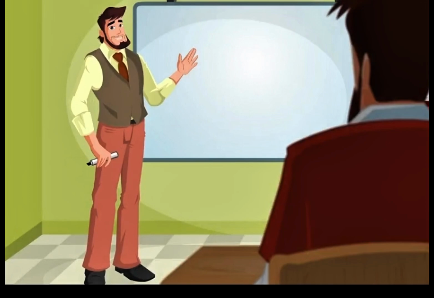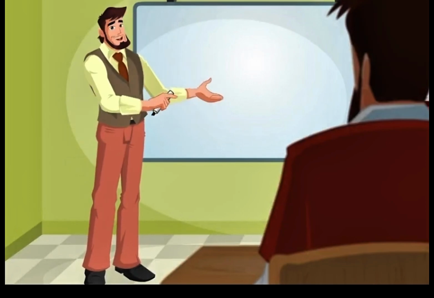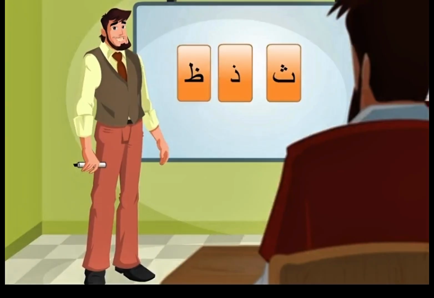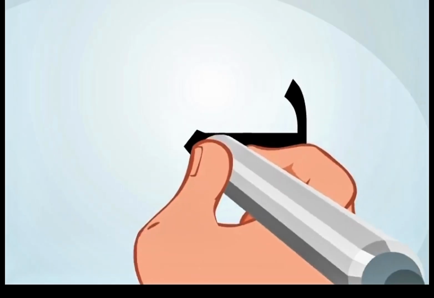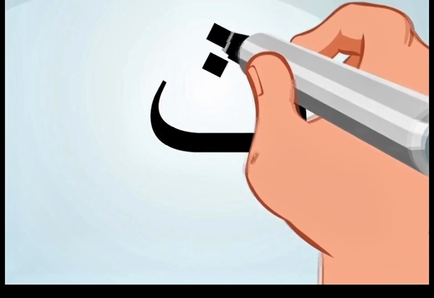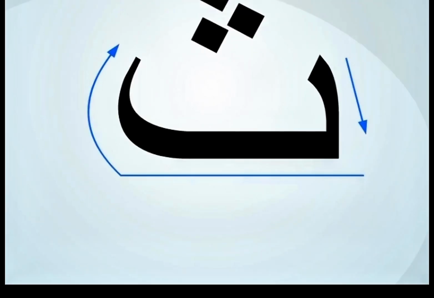Hi all. Today we're going to learn three letters that share the same articulation point: tha, dhal, and dha. ثاء. This is how we write it.